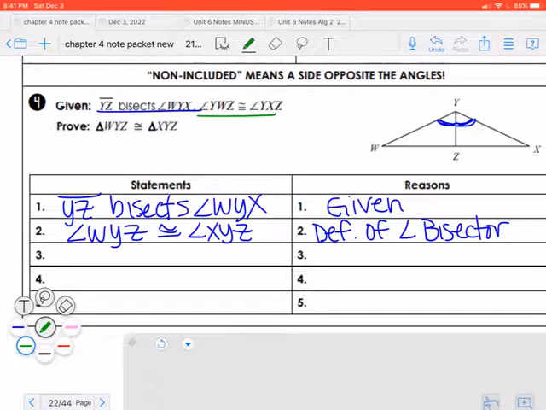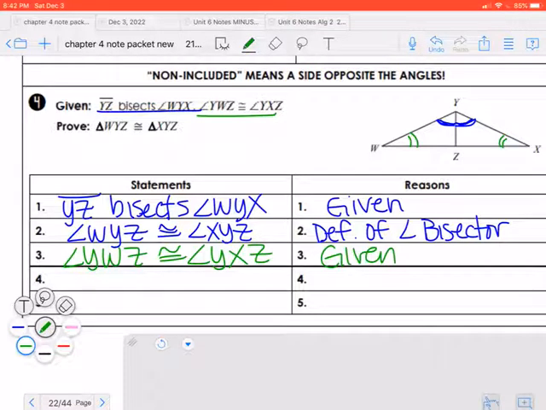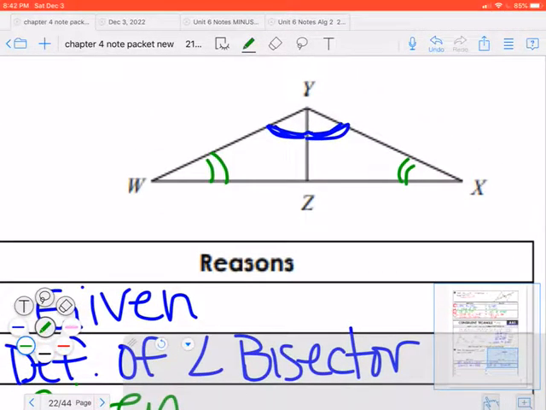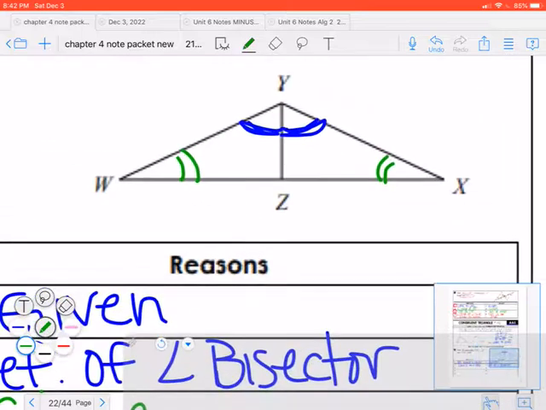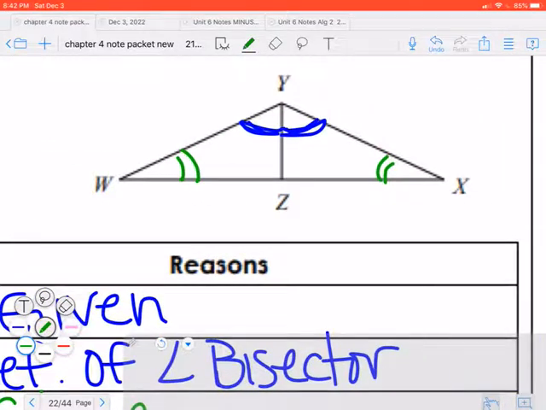YWZ is congruent to YXZ. All right, so that gives us another angle. Angle YWZ is congruent to angle YXZ. And that is given. So we have two angles so far. Are you recognizing where we're going to get our side from?